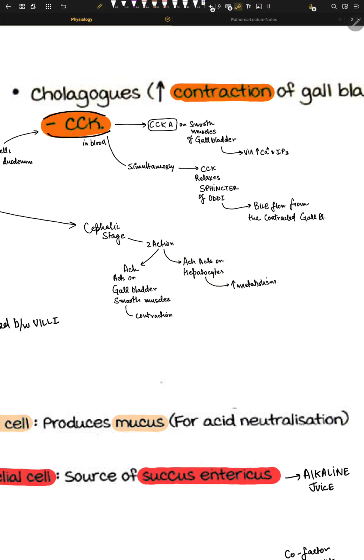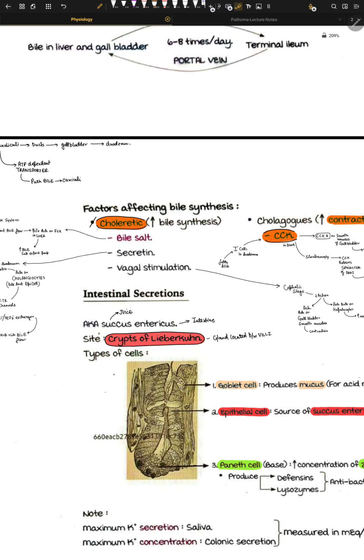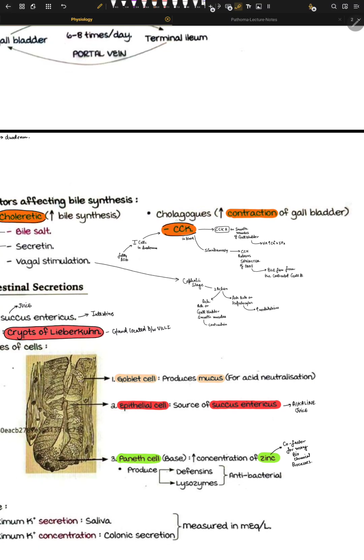So the vagus nerve, and we know CCK, secretin, and these hormones can adjust the function of bile. But the cephalic stage is when you're going to eat that baklava, right? So that's how the vagus stimulation connects with the cholinergic substance. Okay, cholagogues increase the contraction of the gallbladder. So in other words, we can say acetylcholine is one of the cholagogues, right?